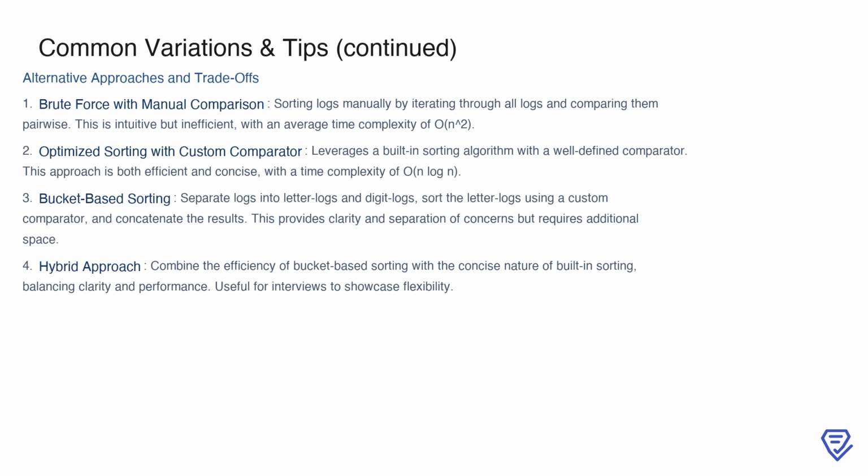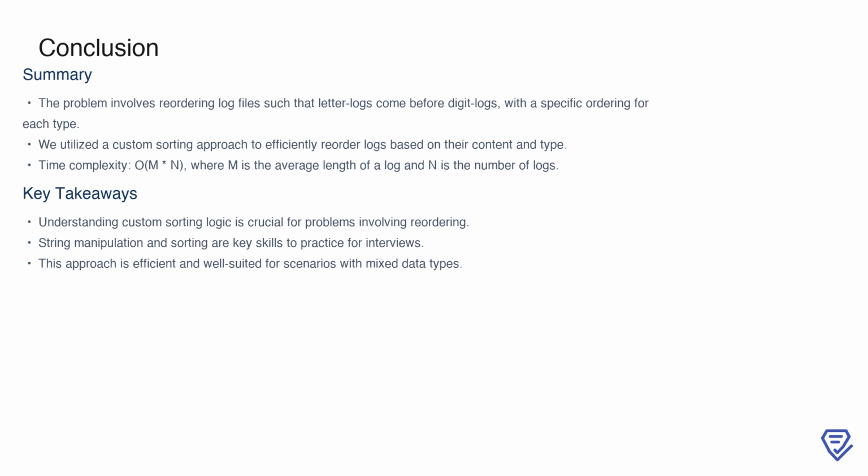Another approach is bucket-based sorting, where you separate the logs into letter logs and digit logs, sort the letter logs using a custom comparator, and then combine the results. This method provides clarity by isolating different concerns but requires additional space for the buckets. Finally, a hybrid approach combines the efficiency of bucket-based sorting with the simplicity of built-in sorting, allowing you to balance clarity and performance. This flexibility is particularly useful in interviews, as it showcases your ability to adapt and optimize based on the problem requirements.